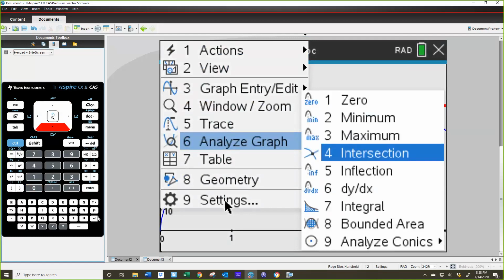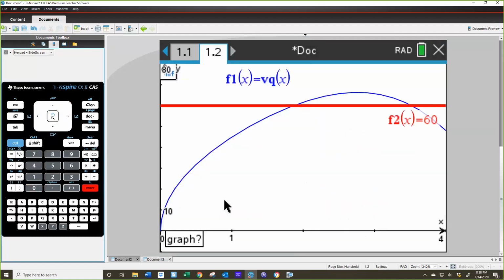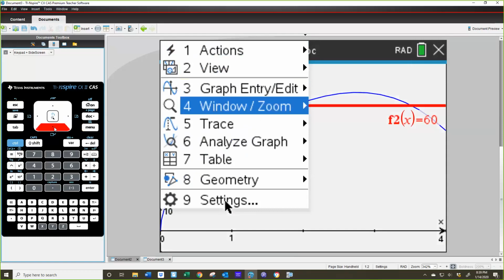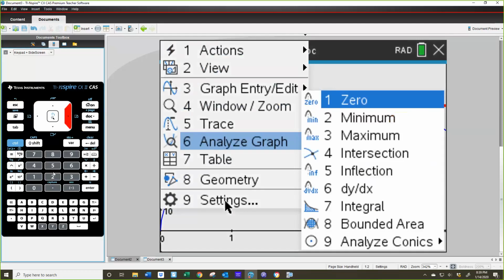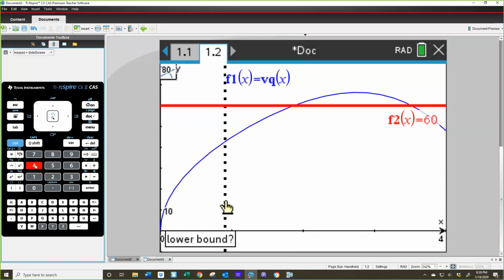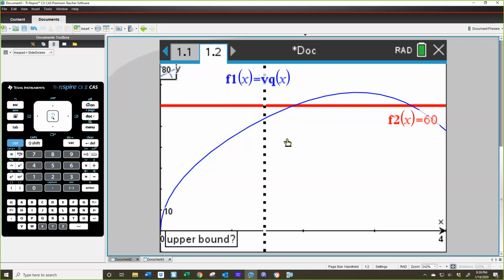We'll go to intersection, except I just hit the wrong thing, excuse me. Clicked my mouse a few too many times there. So go back to analyze graphs. And I'm going to take the easy way out and type a 4. Notice that it doesn't ask me to select the graphs here because there are only 2 graphs, so it wants a lower bound, so that means I need to just be at an x value, which is actually a t value smaller than the intersection and then larger than the intersection.